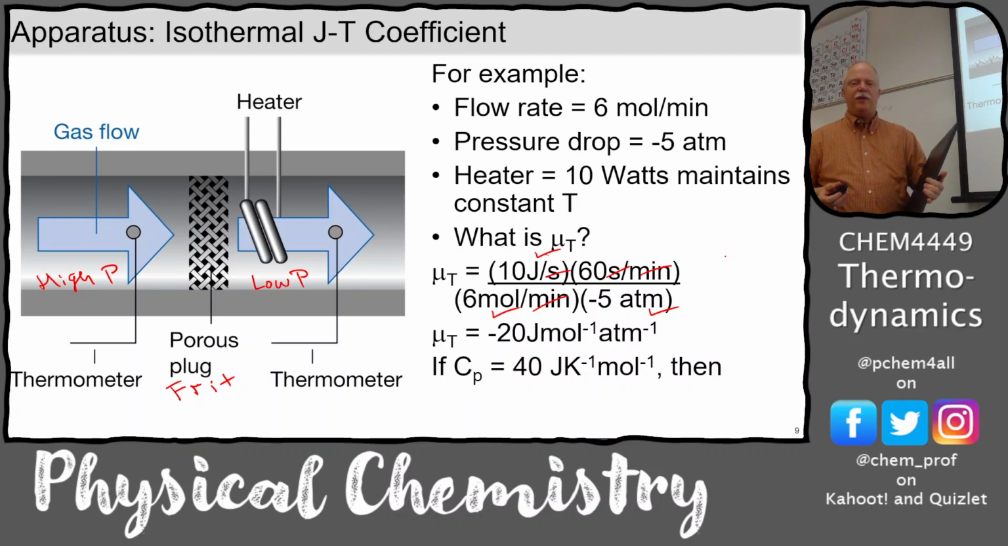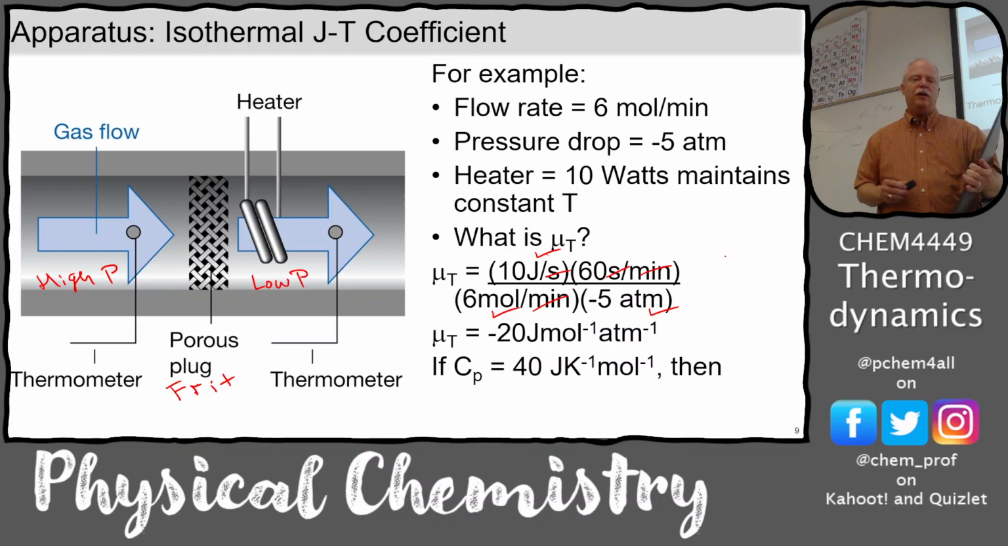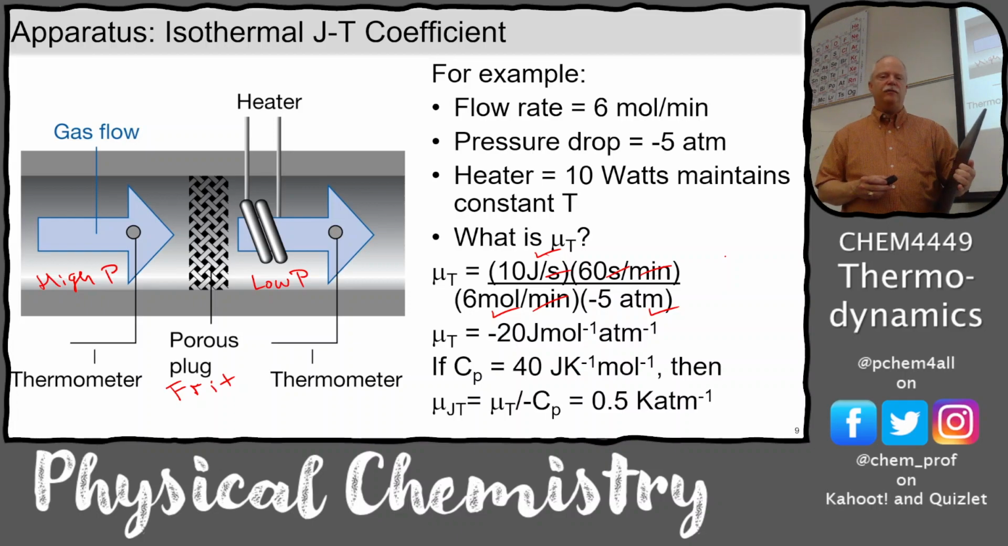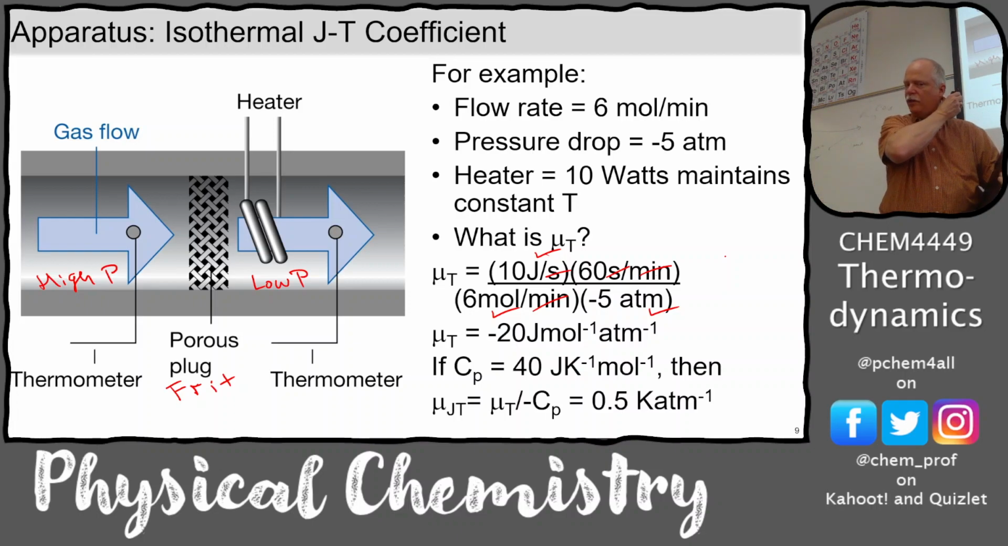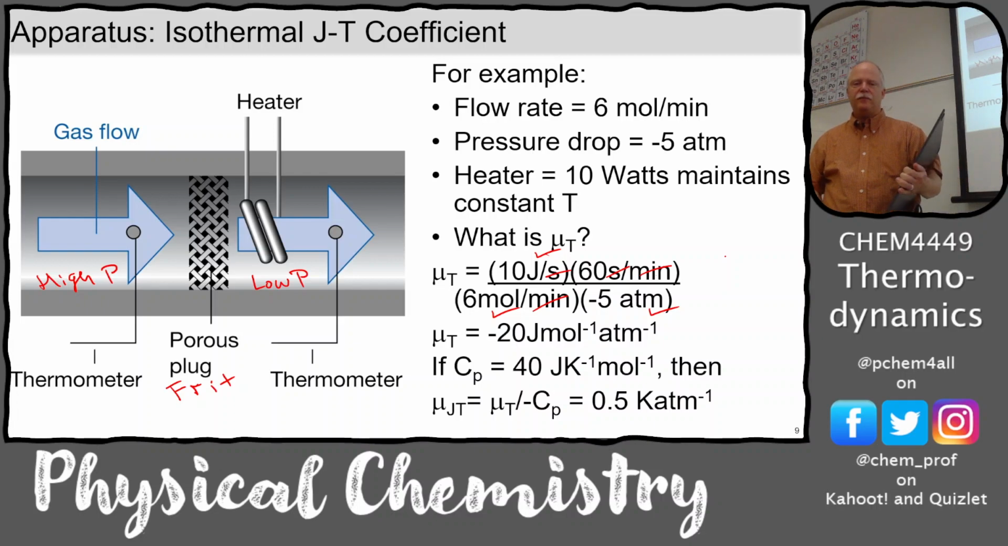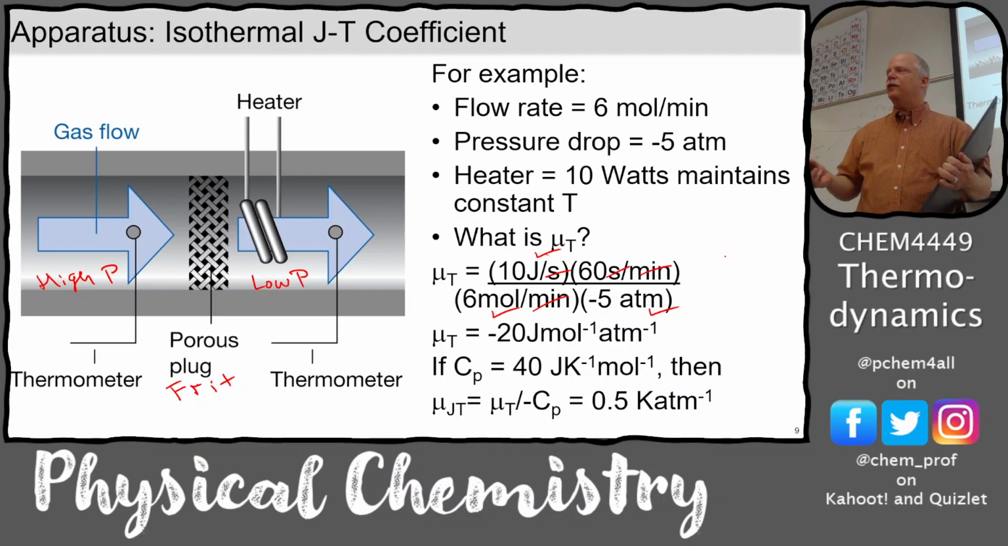And so then if the heat capacity at constant pressure is 40 joules per Kelvin per mole, then you can find the actual Joule-Thomson coefficient, 0.5 Kelvin per atmosphere. So that's a way to sort of get it into terms of temperature. So it'll drop a half a Kelvin per atmosphere difference.